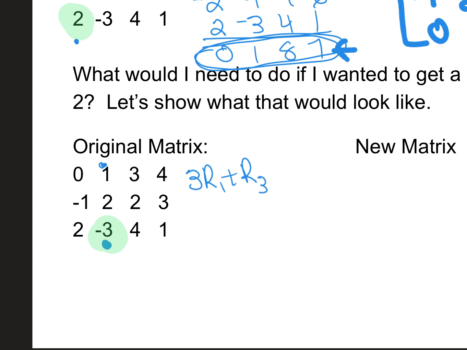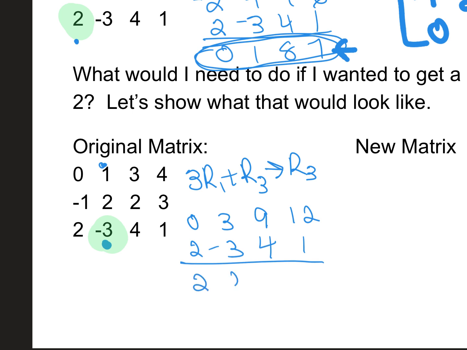And where do I want that 0? I want it in row 3, so I'm going to put my result in row 3. So if I take 3 times row 1, that's going to be 0, 3, 9, 12. I'm going to add it to row 3, which is 2, -3, 4, and 1. When I add them together, I get 2, 0, 13, 13. My goal was to get a 0 here, which I did. That's my new row 3.